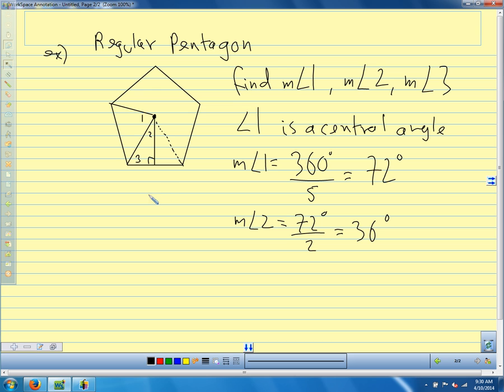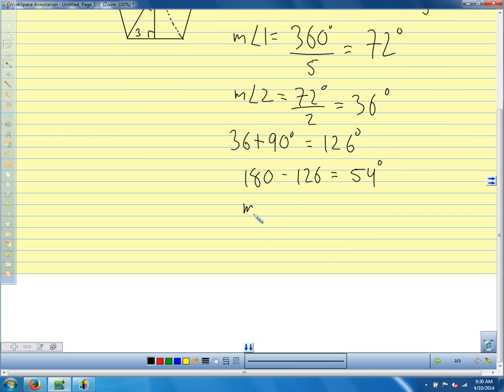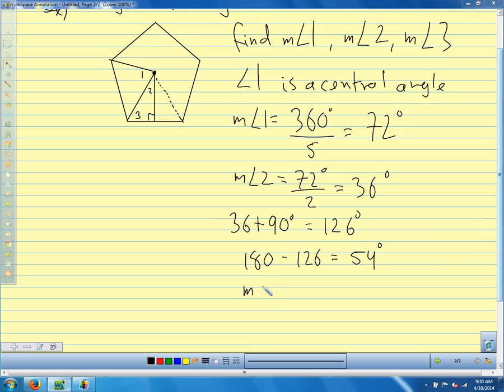And then we're set for angle 3. How do we find angle 3 now? So all the angles have to add up to 180 degrees. So I add 36 and 90. 36 plus 90 is 126. 180 minus 126 is 54 degrees. So the measure of angle 3 is 54 degrees.